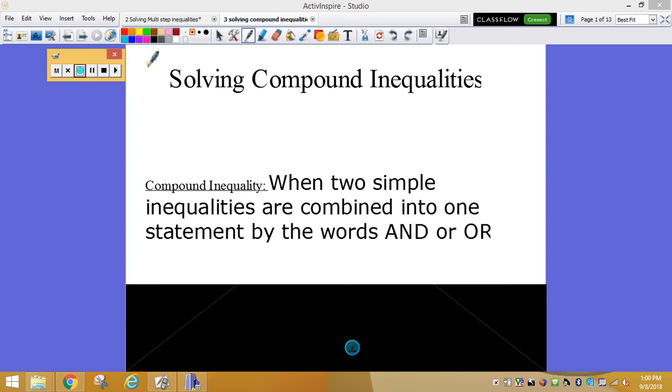So this lesson is on solving compound inequalities. Let's read through this definition real quick. A compound inequality is when two simple inequalities are combined into one statement by the words and or. Okay, so it's going to be inequalities, but you're going to see the word and, or you could see the word or. All right.